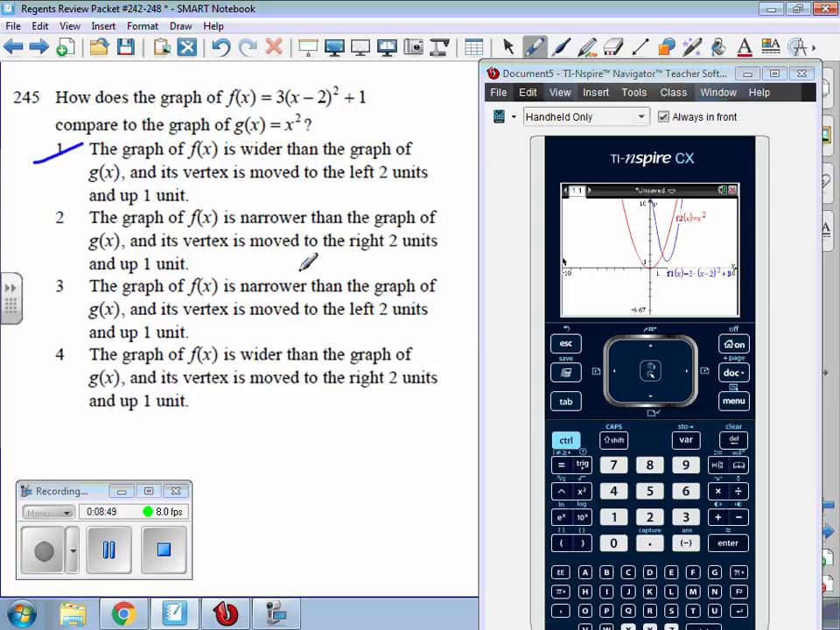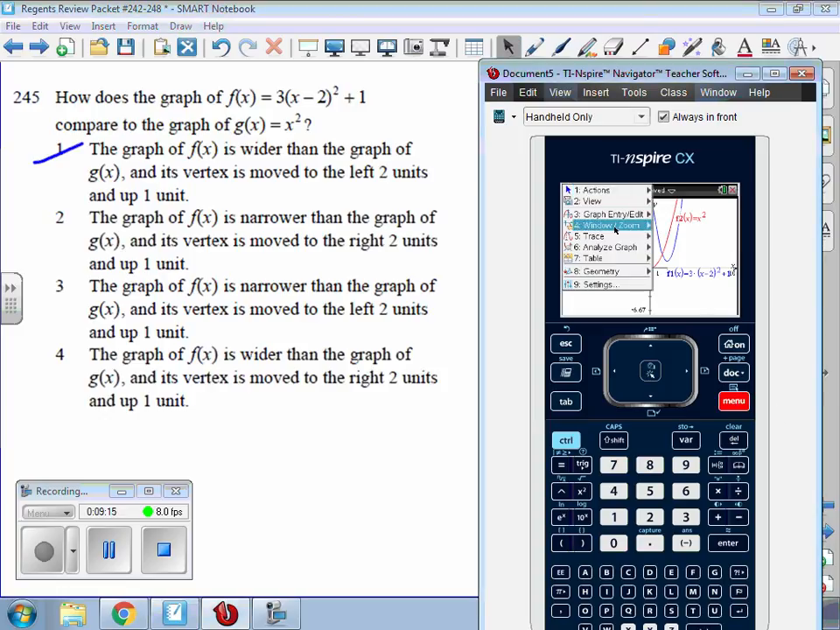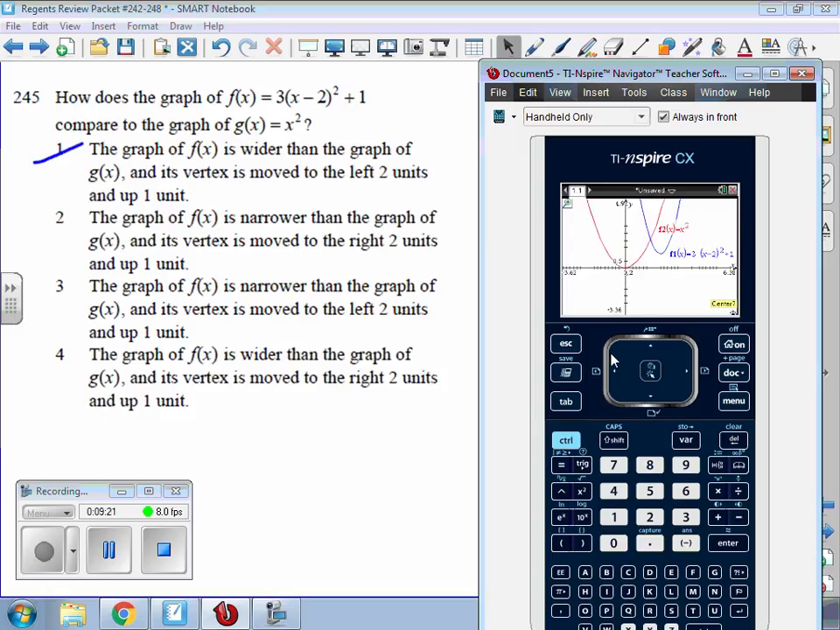And its vertex is moved 2 units right and 1 unit up. So let's see, 2 units right and 1 unit up. Let's see, so my vertex for f1 is over here. You know what, I want to zoom in on this again. I'll just use zoom. Menu, window, zoom, zoom in. Okay. So is the graph of f of x moved 2 units to the right and 1 unit up?